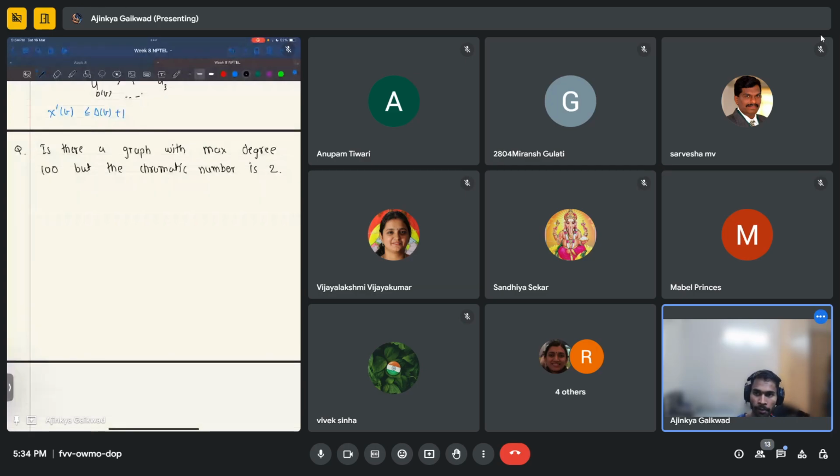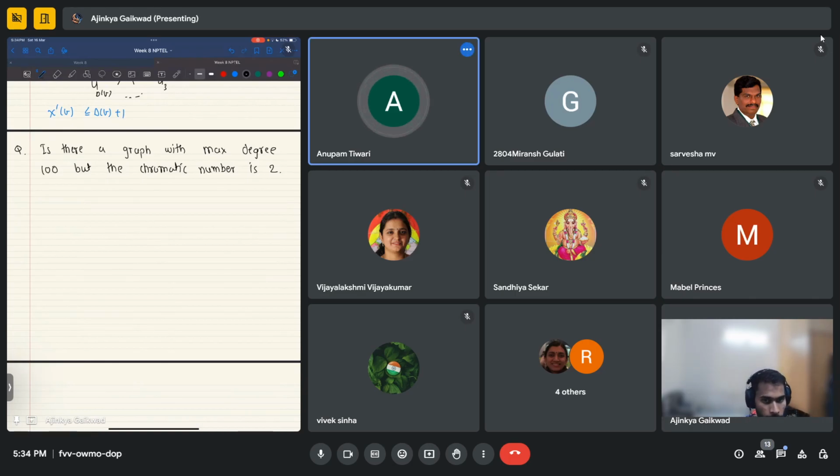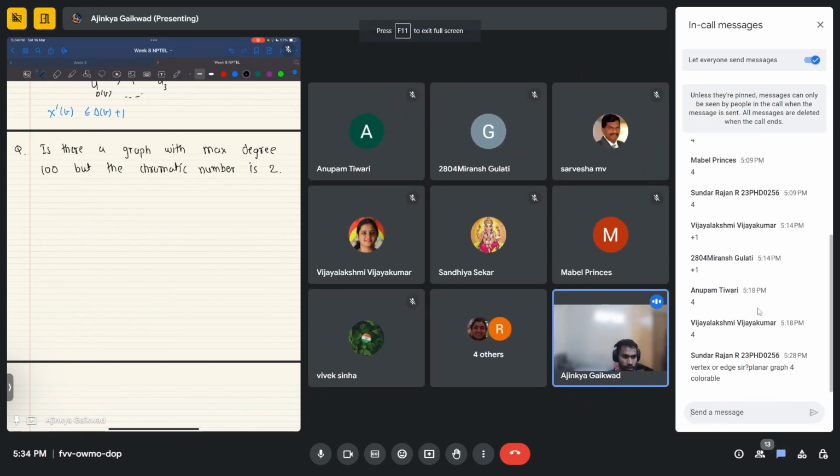So the question is, is there a graph with maximum degree 100, but the chromatic number of that graph is just 2? You can think for a minute if such a graph can exist. Let everyone think.